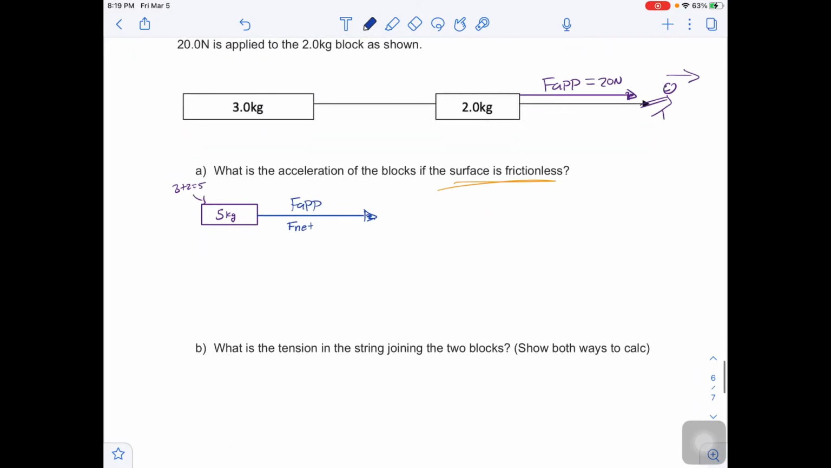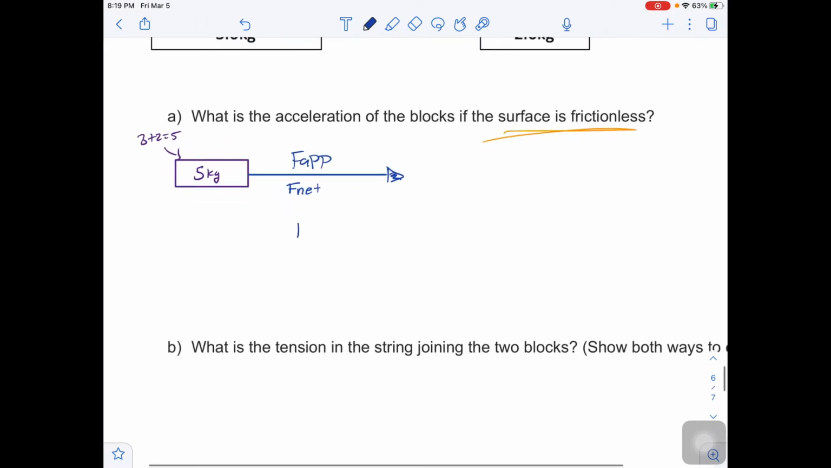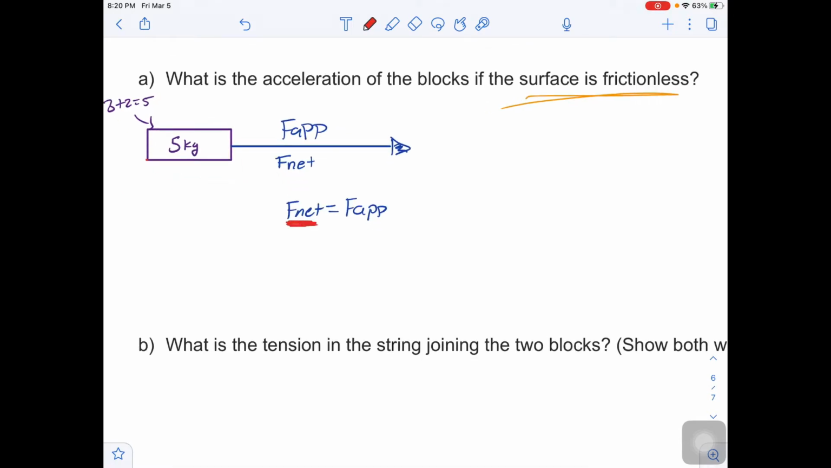If we create our F net equation, it just equals the applied force. You don't have to write this down, but if we had some friction counteracting that, we would have to subtract the force of friction here. But that is for a later unit, so we don't have to worry about that. This is the only force acting on our box. Now, what is F net always equal to? Mass times acceleration.